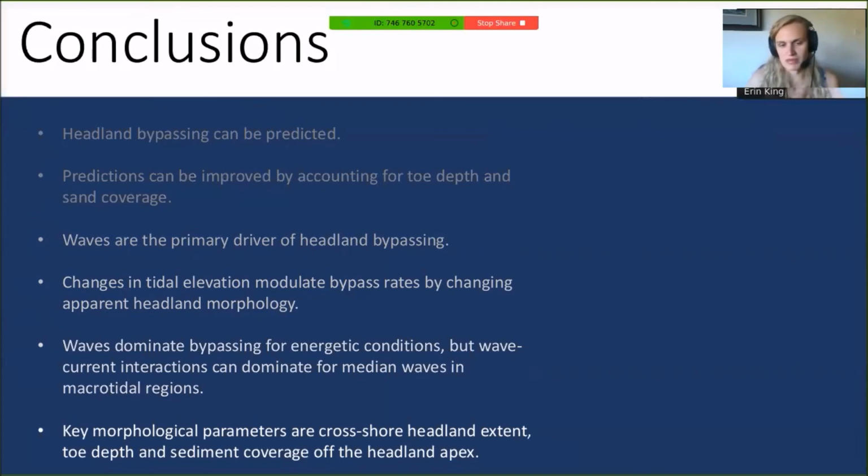The key morphological parameters to consider are the cross-shore headland extent, the depth of the headland toe, and the sediment coverage of the headland apex.